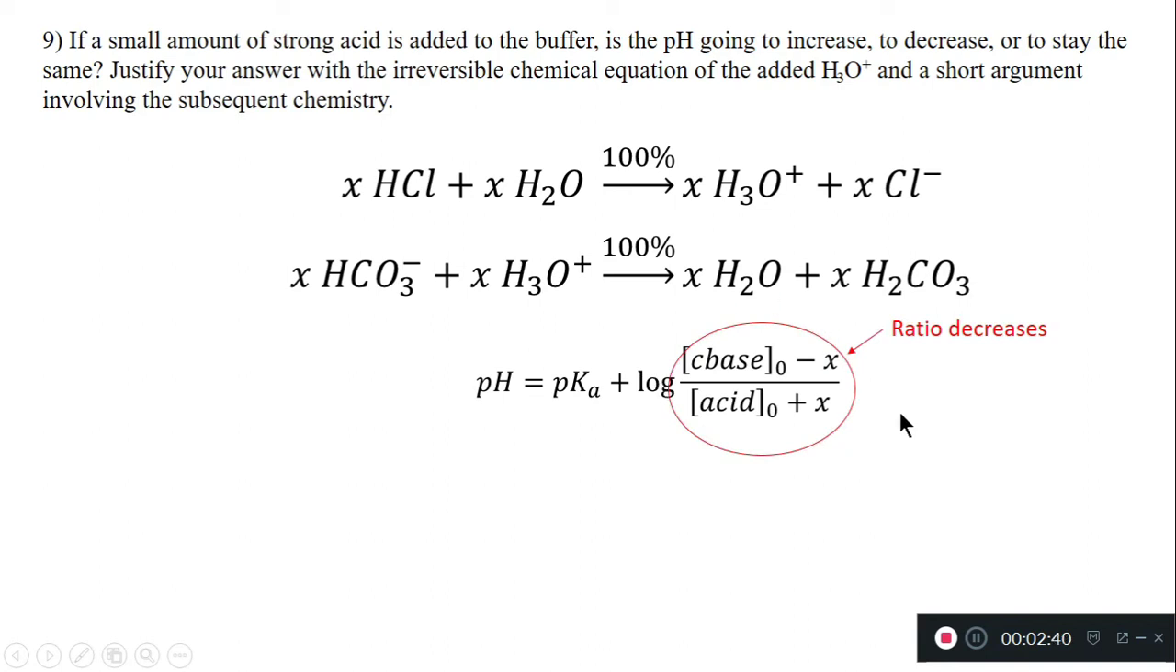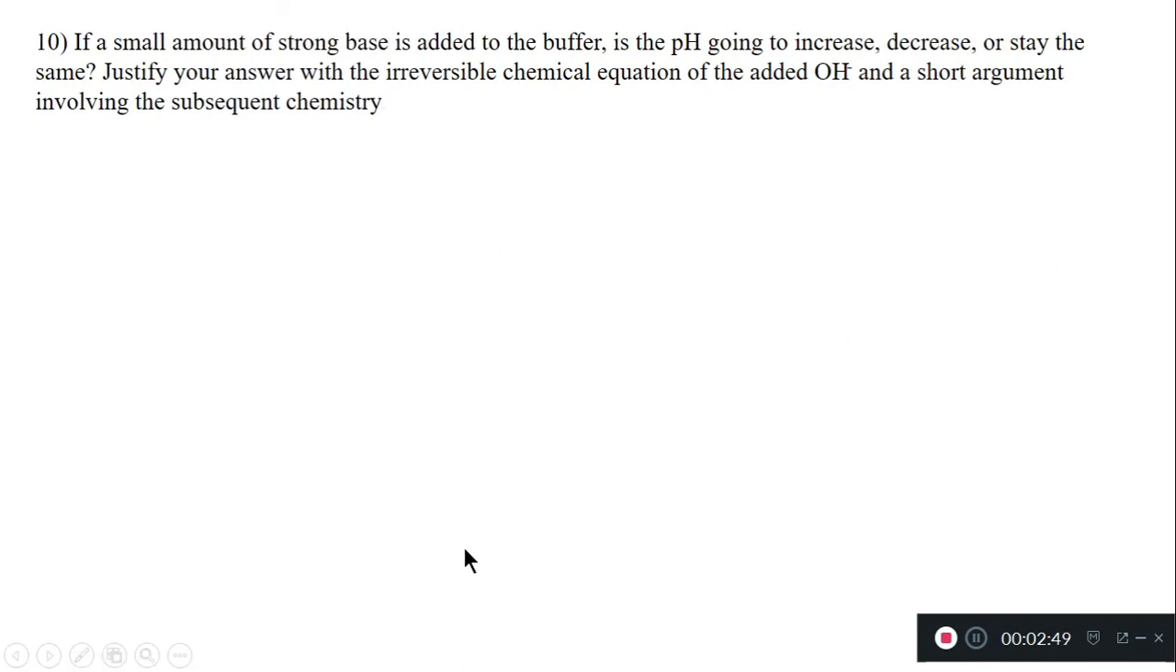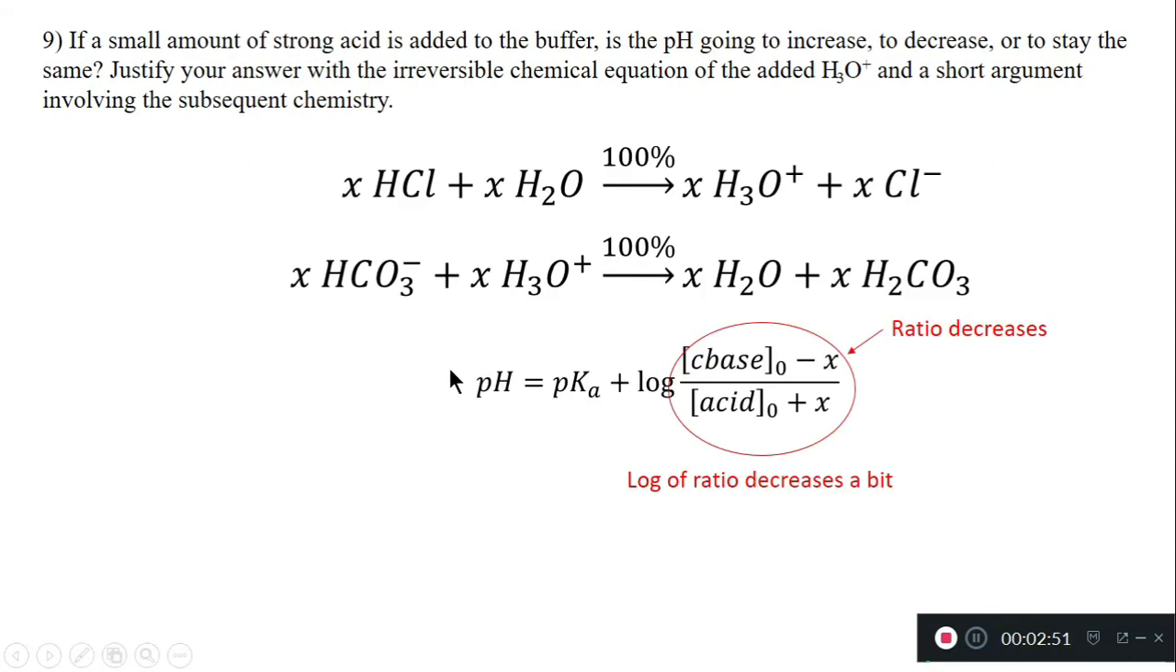Overall, that ratio is going to decrease. When I take the log of a smaller number, I'll get a smaller log value. So overall, it's going to decrease. So my pH is going to decrease somewhat. It's not going to decrease very much because this is a ratio of the change, and then I take the log of the ratio of the change. So it's not going to have a huge effect, but it is going to change.